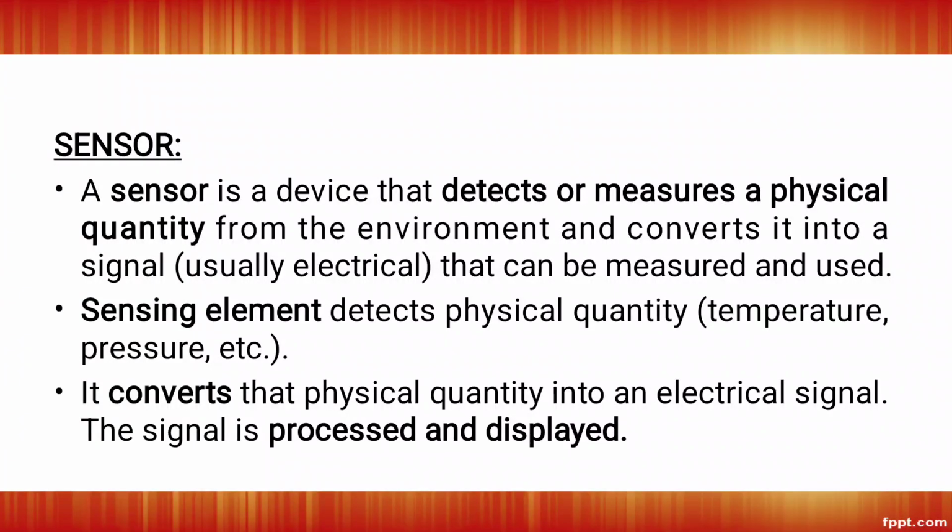So basically, what is a sensor? A sensor is a device that detects the surrounding environment and converts that raw signal into a measured or electrical signal that a system or a computer can understand. So the sensing element detects the physical quantity. Physical quantity means what? Temperature, pressure, etc. are examples of physical quantity. It converts the physical quantity into an electrical signal. Then the electrical signal is processed and displayed.